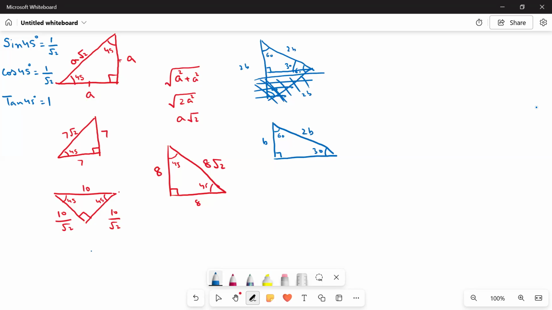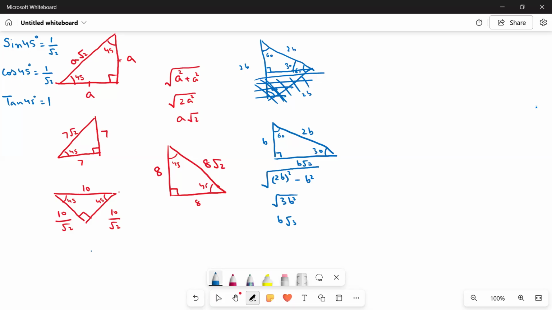Now, can you find this side? I can do it using the Pythagoras theorem. So the square root of 2B square minus B square. This will give you 4B square minus B square, so it's 3B square under the root. So this is B under the root 3. So this third side is B under the root 3.